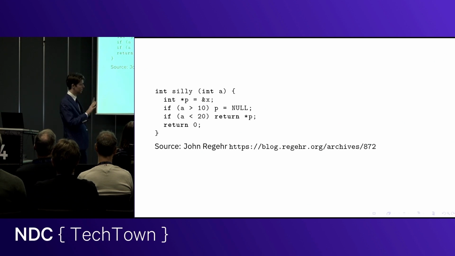So this is a bit silly because it's 4 lines long. But in this case, you have a pointer and you can just assume that x here is just a global integer. And if a is larger than 10, it will be set to null. And if at the same time a is less than 20, you will return the dereferenced pointer, which is obviously undefined behavior, right? Because you're dereferencing a null pointer. It's very bad.